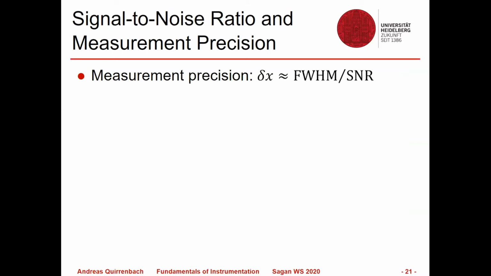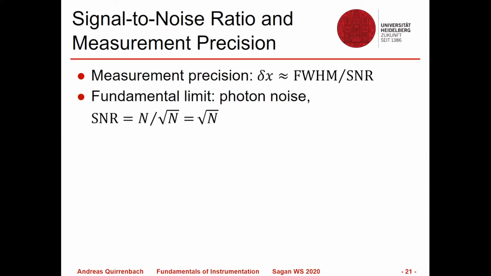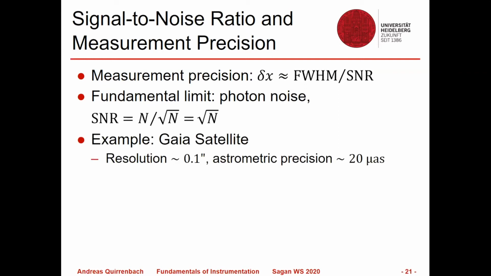So a good rough formula for this precision is that the precision you can get is the full width at half maximum divided by the signal to noise ratio. The fundamental limit is photon noise. So the signal to noise ratio, if you observe n photons, is the square root of n. An example for that, it's very widely applicable. This has nothing directly to do with precision radial velocities.